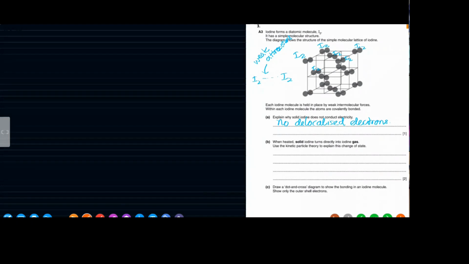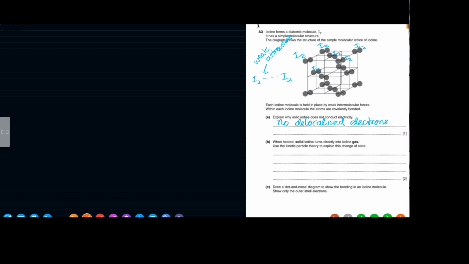And when heated, solid iodine turns directly into iodine gas, right? Use the kinetic particle theory to explain this change. Now, if a substance goes from solid to gas, gases do not have intermolecular attractions or very weak attractions, right? Therefore, you have to quickly understand that when it is heated, in iodine, all the attractions between the iodine molecules are overcome. Now iodine molecules are completely free to move. That's what you have to say, right?